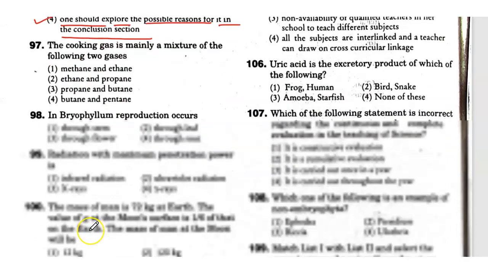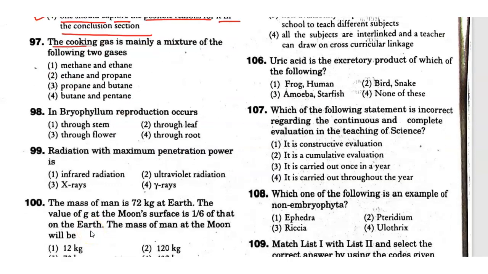Next, 97. The cooking gas is mainly a mixture of the following two gases. In cooking gas, propane and butane are there. We have to remember propane and butane are mixed in different proportions in an LPG cylinder.